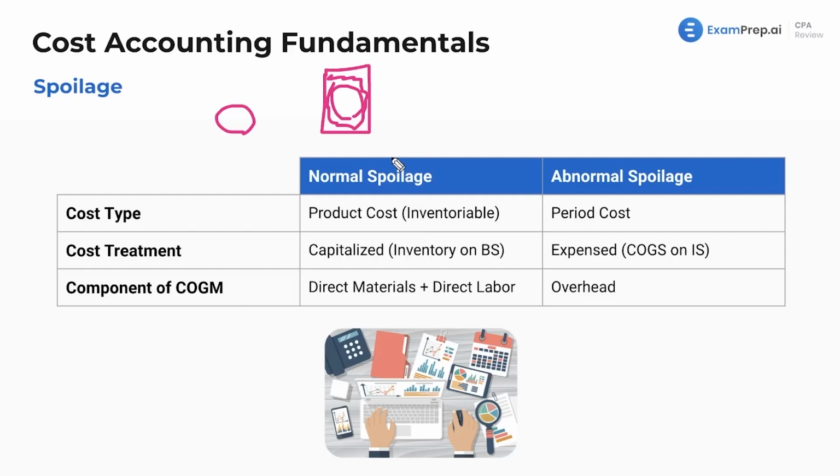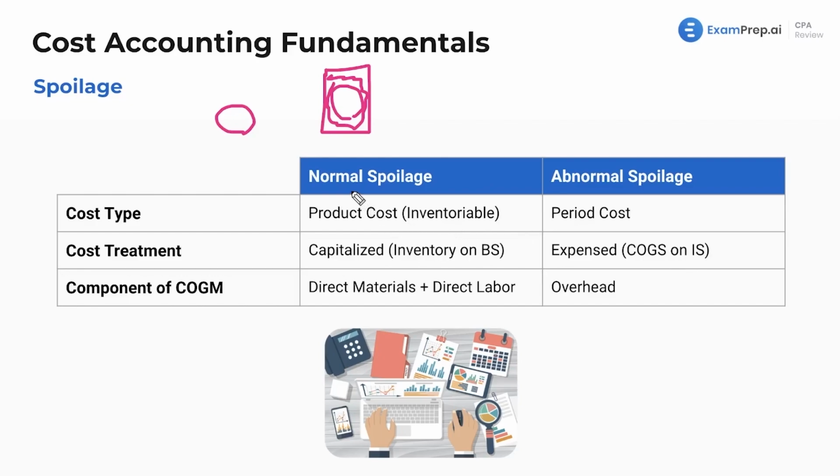Whereas, let's say all of a sudden a bunch of planks of wood get ruined by a flood in the warehouse. That's unexpected, or abnormal, spoilage. It's spoiled, right? It's garbage now, but it is abnormal. It's not what happens during our normal production process. And as such, you are going to expense that. It goes in the income statement.